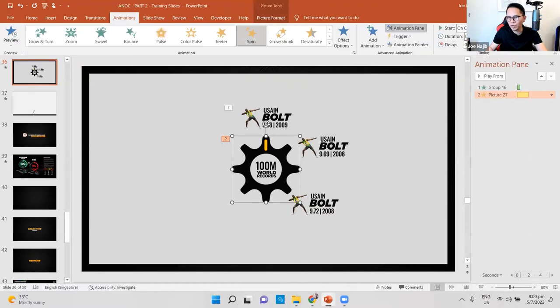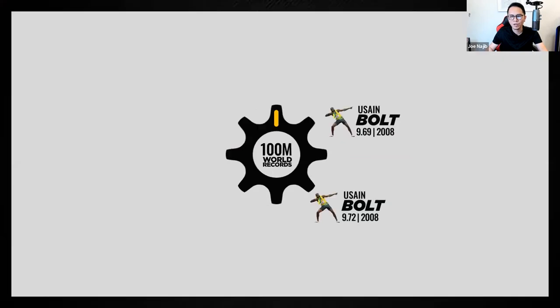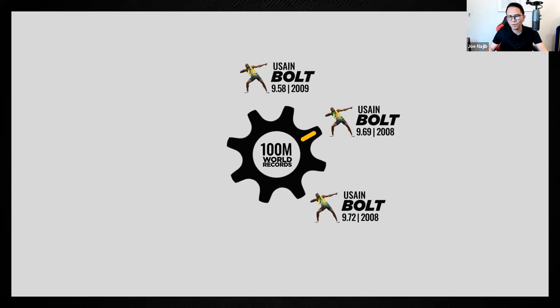So you can always go to the duration here. You can see that currently it's at 2 seconds. You might want to play around with it and change it to 0.5, like half a second, so that it's not too draggy, right? So you can see here, number one, click again. There you go. And it's pointing to the previous record.